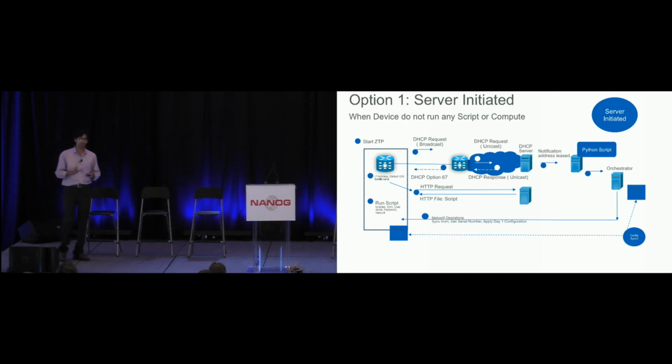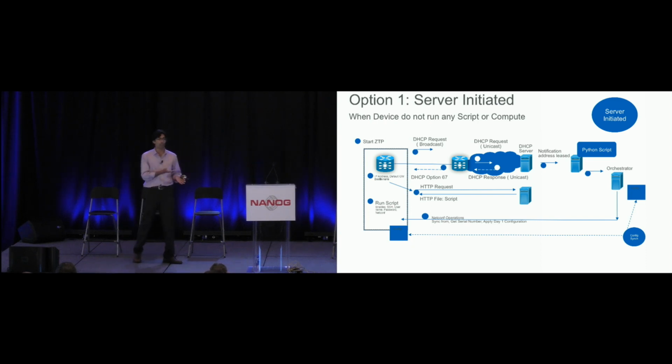This is called the server initiated model. In this case, your device does not support any kind of compute. And you can see I am putting the script in the DHCP server. That script could be part of your DHCP server, and some NMS systems already support scripting. That server can be part of the orchestrator as well. You can run it anywhere. It's very flexible. You can put it anywhere you want.